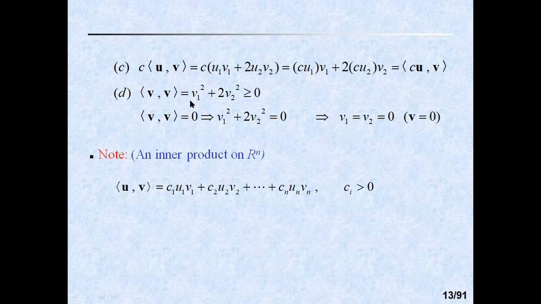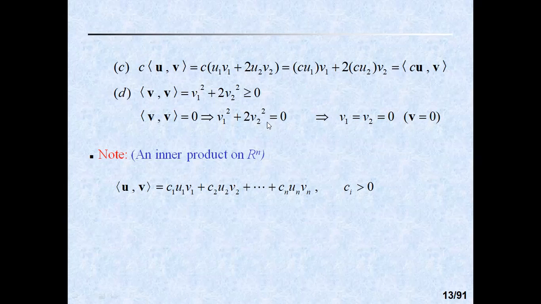Now the fourth one. The inner product of v comma v is equal to v1 square plus 2 v2 square. It is always a positive quantity, greater than or equal to 0, because square terms are always positive. It may be 0 for the zero vector; otherwise, other than the zero vector, it will always be a positive quantity. See here, the inner product of v comma v is equal to 0. That means v1 square plus 2 v2 square equal to 0.